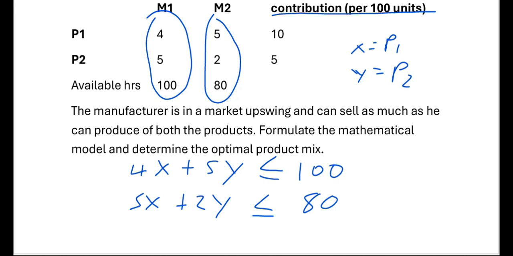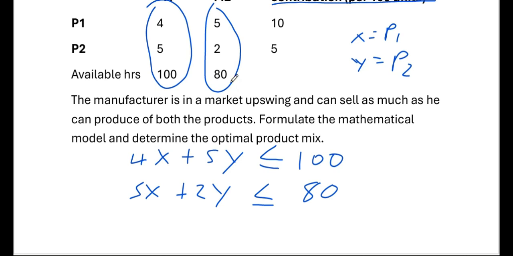Again, I said the objective function is like a profit function. You want to maximize the profit. So now the contribution, you are going to have our z function. We are going to have z, which is the profit, is equal to 10x, remember x is P1, plus 5y. So now you have your objective function and you have your constraints.